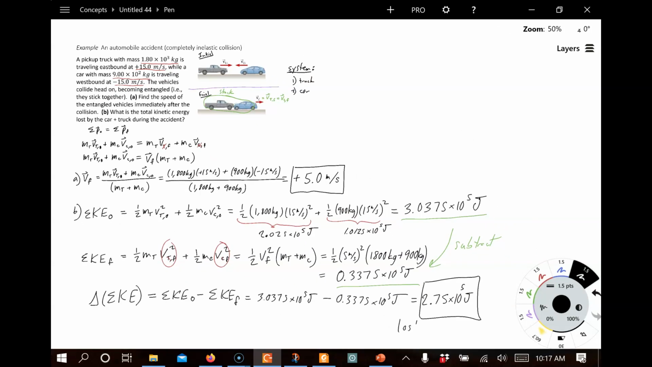This is the lost total KE. Now, what happened to that energy? We know that energy globally, all forms of energy, is conserved. It's not lost. This energy was lost because the cars were dented. It took energy to rearrange the atoms in the materials. There was noise, and that noise carried energy away, and there was heat generated. So all of that lost kinetic energy was transferred out into those other forms of energy.